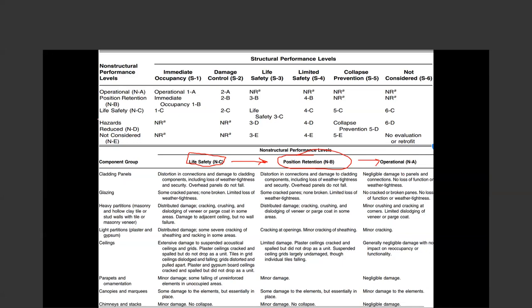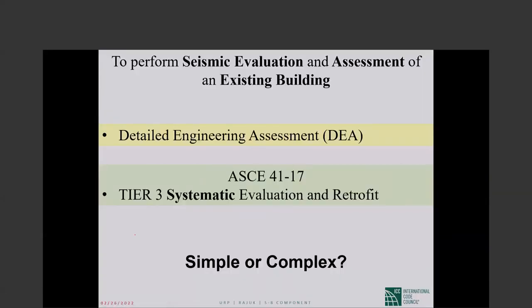So for everything, for cladding, for the chimneys, here it explains what different levels of performance mean in terms of the state of damage that we expect, and then we will quantify them with numbers as we can see.